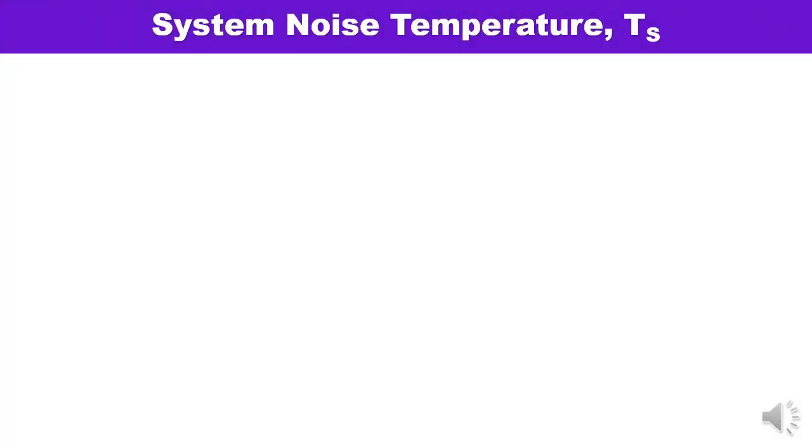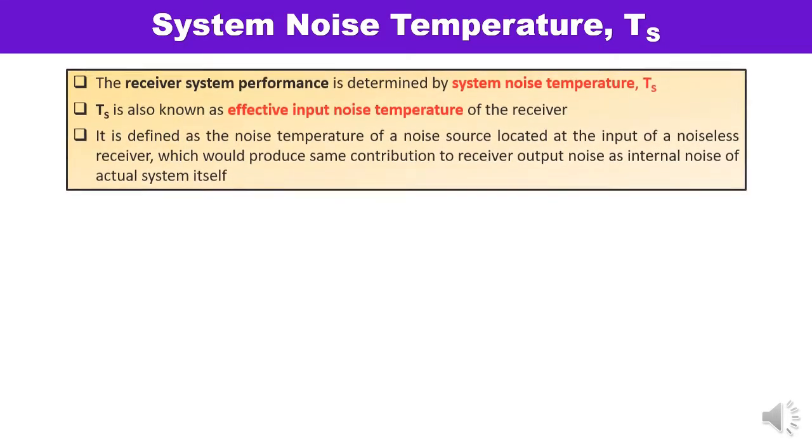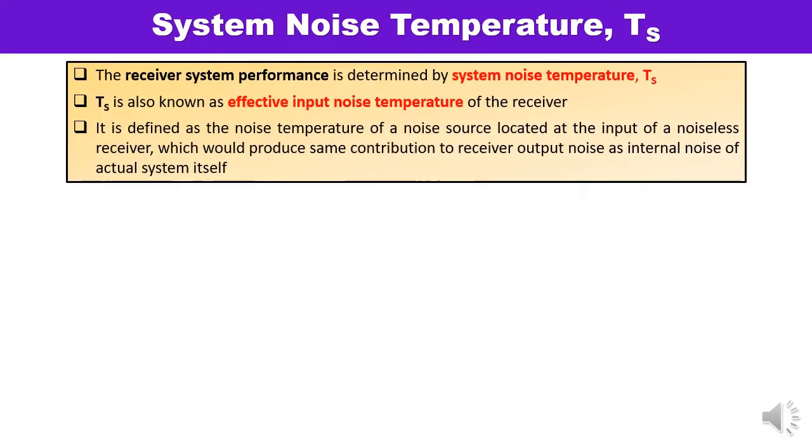You are already aware of the term noise temperature. So what is noise temperature? Noise temperature is a very important parameter which governs the performance of a receiver. It means the design of a satellite link is dependent upon this particular parameter. Here we are talking about the system noise temperature, which is also known as the effective noise input temperature.